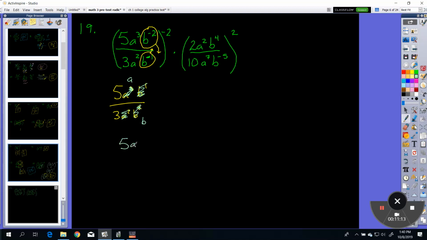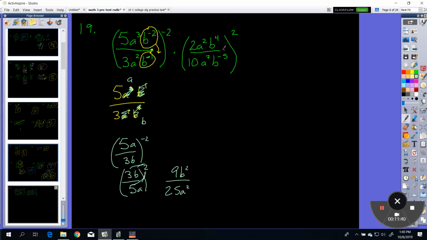So what I have is 5a over 3b, all to the negative 2. So this negative exponent is going to flip it upside down. So I have 3b over 5a all to the 2nd power. So 3 squared is 9. B squared is b squared. 5 squared on the bottom is 25. And a squared is a squared. So I took this 2 to everything. So everything got squared. So that's the first one.